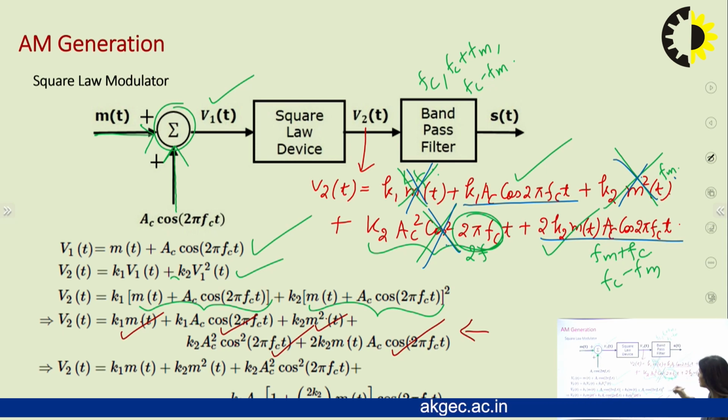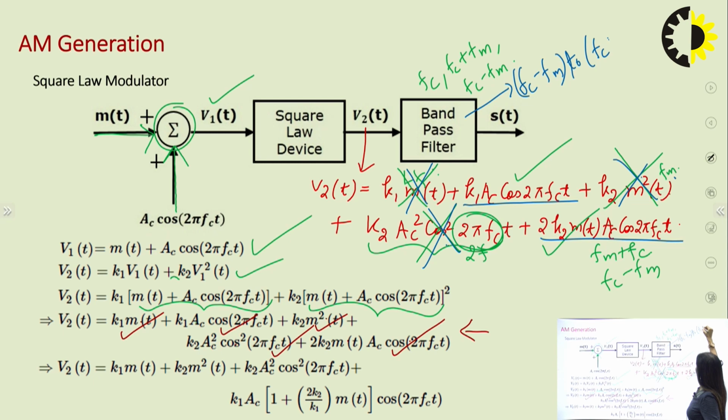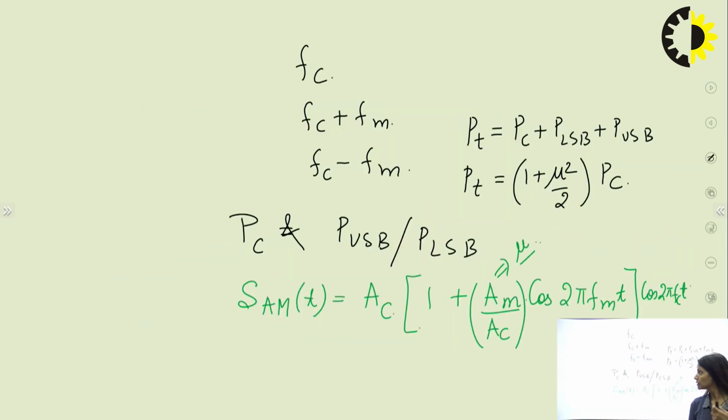So this is the band pass filter which is passing only frequencies from FC minus FM to FC plus FM only. That's why only these terms will be allowed, otherwise all the terms will be blocked. So this is how we are generating the amplitude modulated wave.